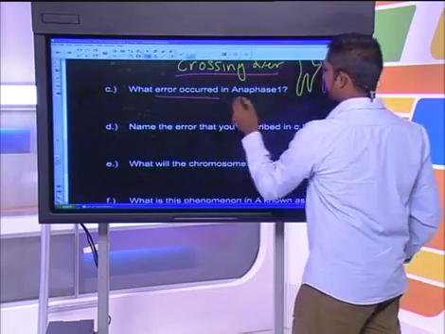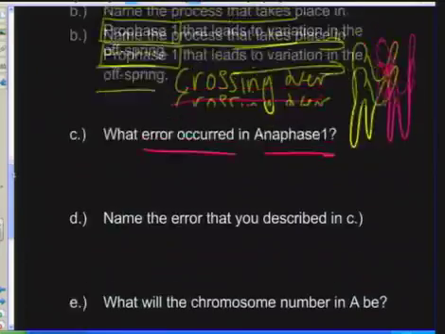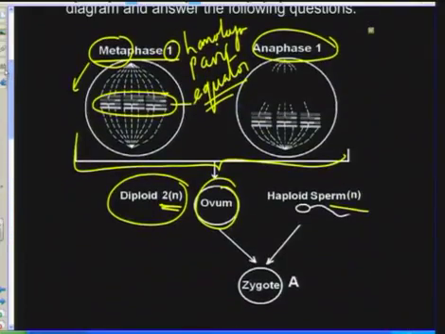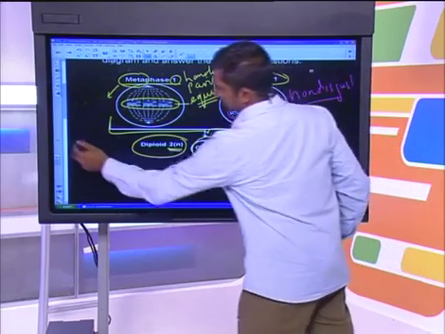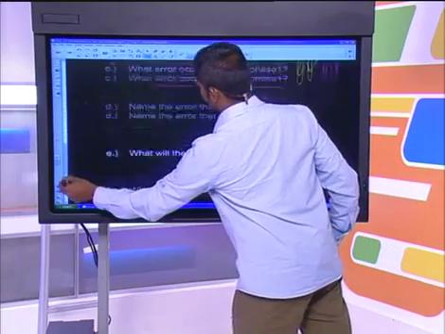What error occurred in anaphase 1? Looking at this diagram, guys, here we're seeing we've got a space there. It simply means that the homologous pairs have pulled to one side, which means that there is non-disjunction. The word is non-disjunction, or non-separation of chromosomes at the equator. So that's a very interesting question.